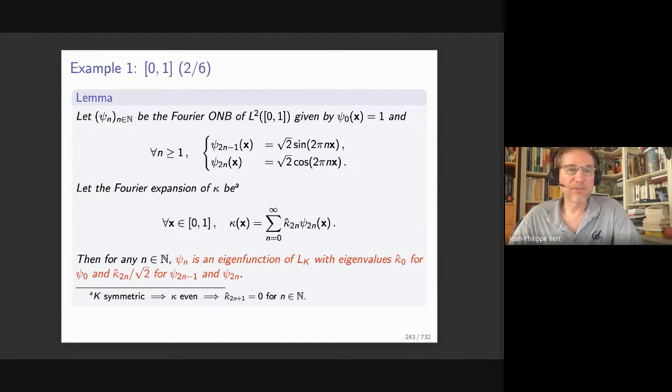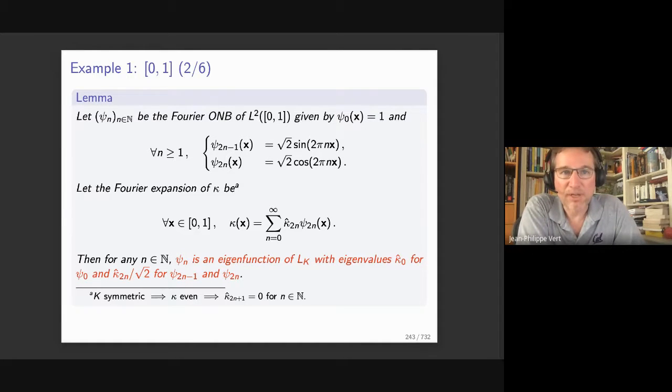Right? So now on this orthonormal basis, we can consider the expansion of kappa, which is called the Fourier transform of kappa. So we can write kappa as a sum of kappa hat 2n, the Fourier coefficients, times psi 2n of x. Here, I just keep the even indices, so the 2n, like 2, 4, 6, 8, because the odd ones, 1, 3, 5, etc., are equal to 0 just because kappa is an even function, as I said before.